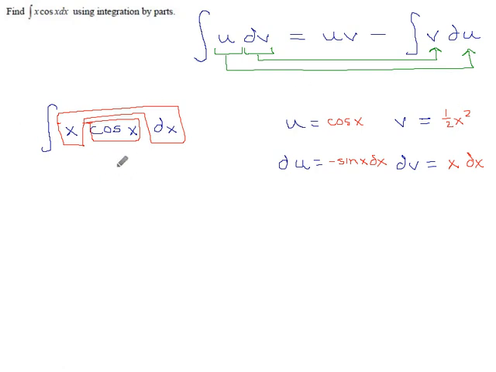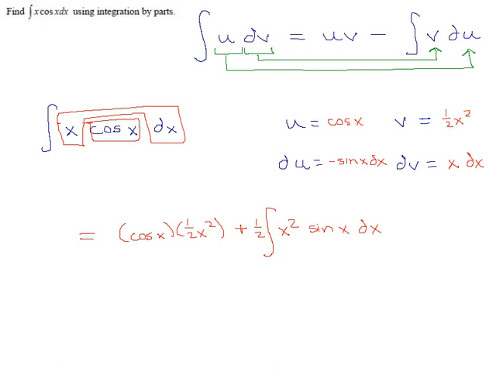So let's see what that gives us if we do integration by parts. This was our u dv, and the formula says that's equal to uv, which would be cosine x times 1/2 x squared, minus, and here's our new integral. It has v, which is 1/2 x squared, and du, which is minus sine x dx. So the minus will go out front. I'll use it to cancel this. And now we have sine x dx.